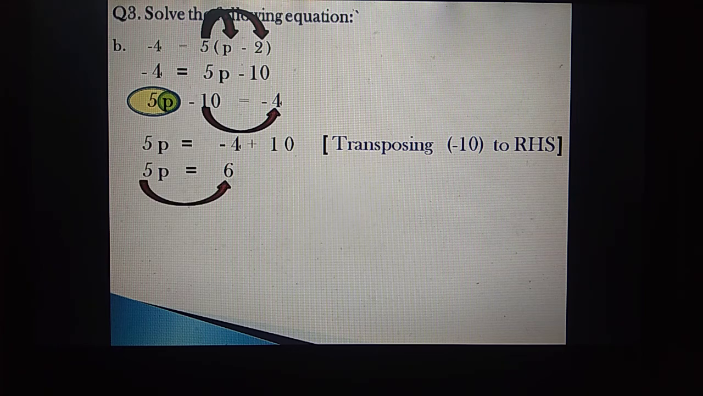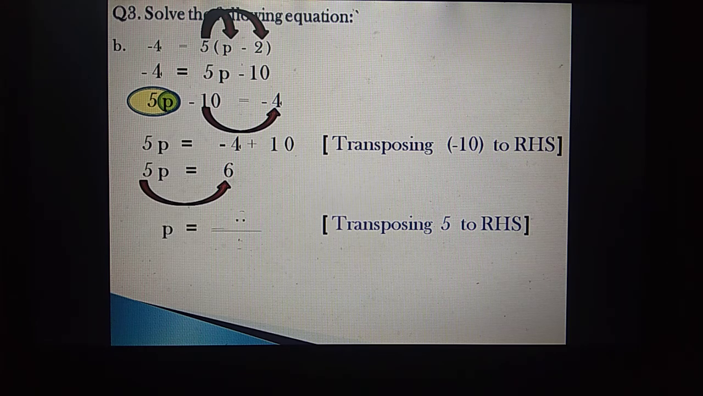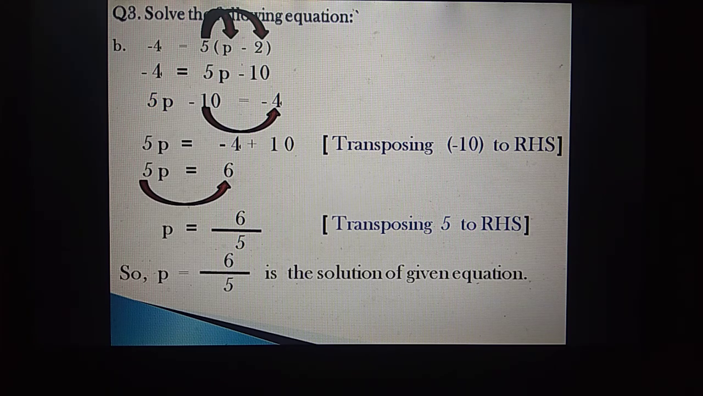Now outermost circle, it's 5. Before transposing, we are multiplying 5 to p, but after transposing you will divide the right hand side by 5. This is your answer, as 6 is not divisible by 5.